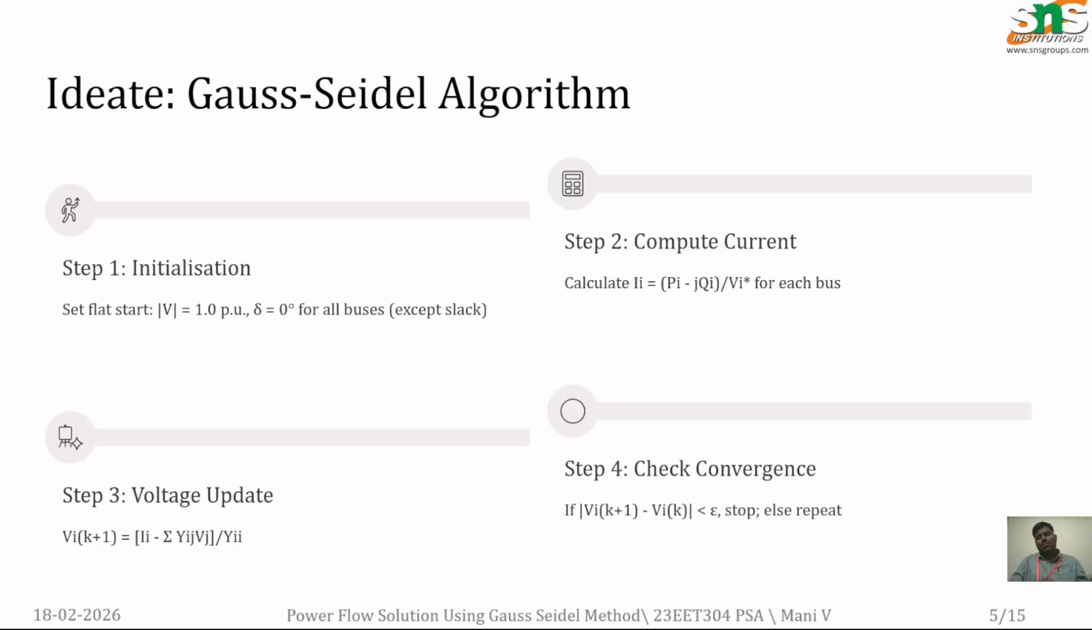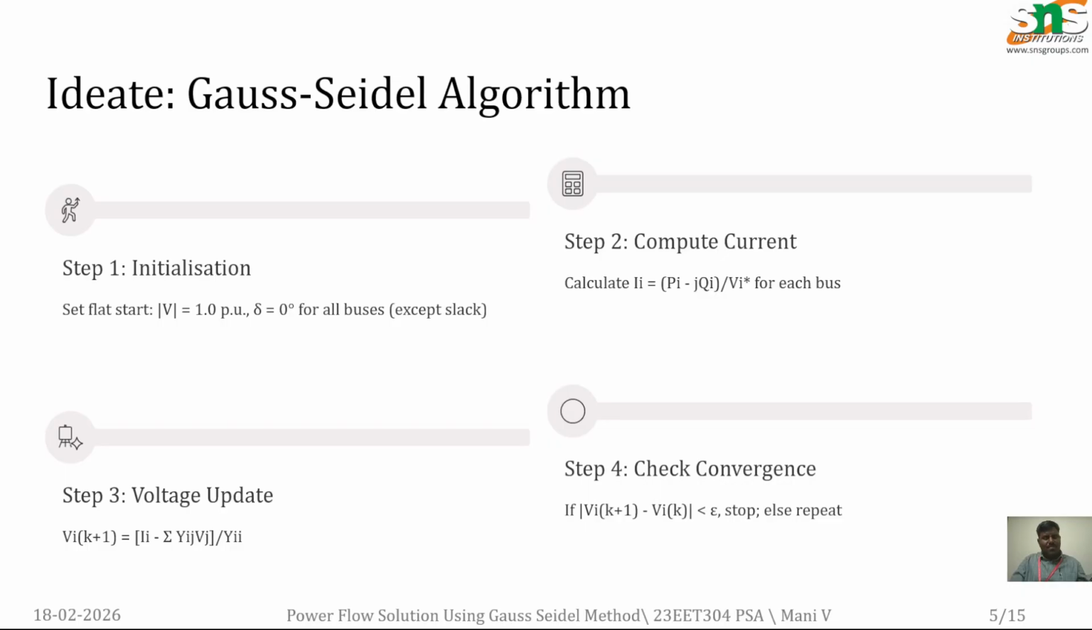In step number two, we have to compute the current. We have to calculate the current with respect to the real power and reactive power and based on the voltage at each bus. In the third step, we have to update the voltage level for the next iteration. It may go to the nth iteration, the first iteration, the third iteration, and so on. In every iteration, we have to update the voltage rating.